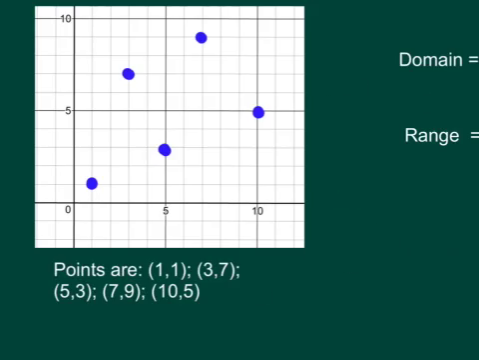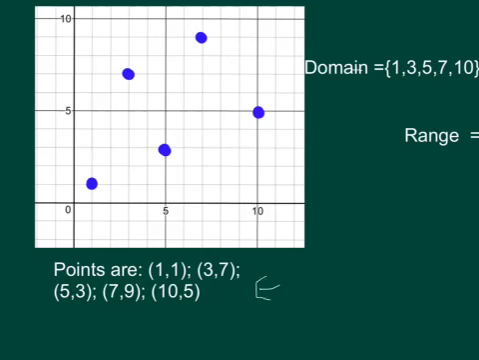With those definitions in mind, if the domain is all of our x values, then the domain for this one is going to be 1, 3, 5, 7, and 10. And you'll note when you look at the points listed below that the domain is all of the x values. The range then is going to be all of the y values, and I've rearranged these into numerical order so they don't actually follow the exact same order as the list below. And we have 1, 3, 5, 7, 9.